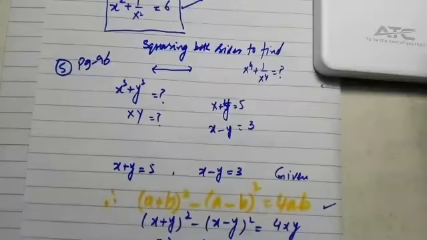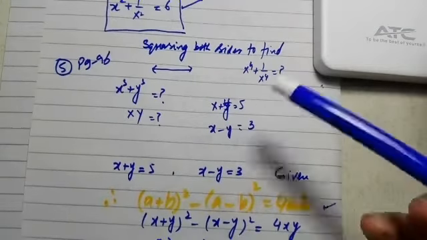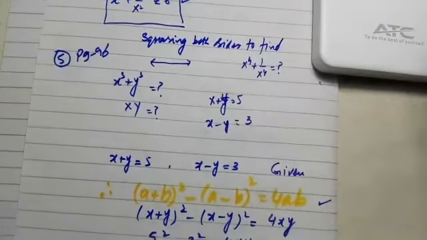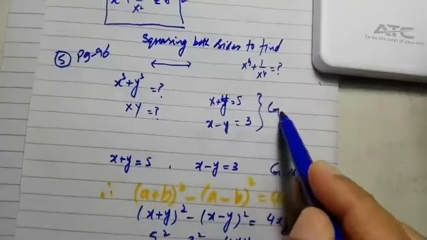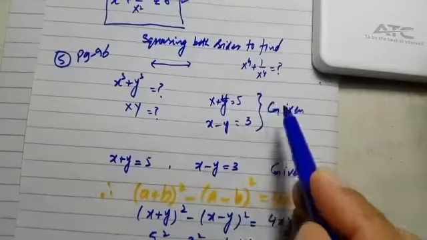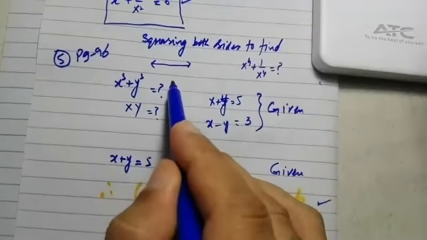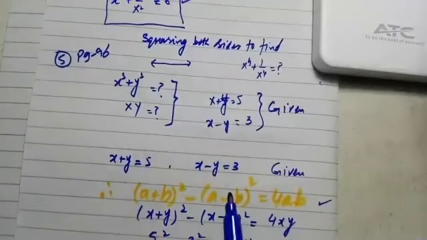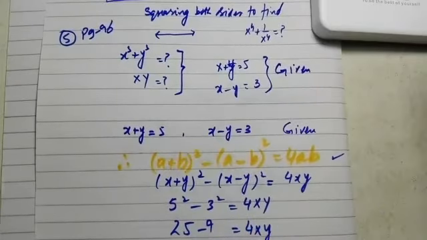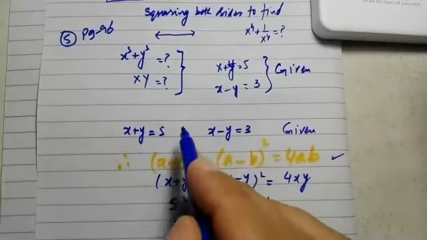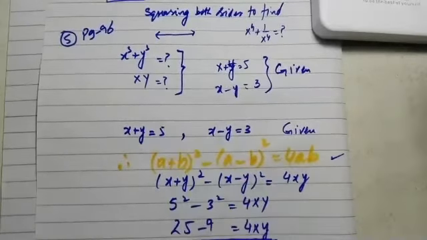In this question number 5, we are provided two things: x plus y equals 5 and x minus y equals 3. These are the two given values, and we are asked to find these two things. This is the required. And I told you from the very beginning that in this entire chapter, whenever you have to use a formula, you have to decide which will be the suitable formula.